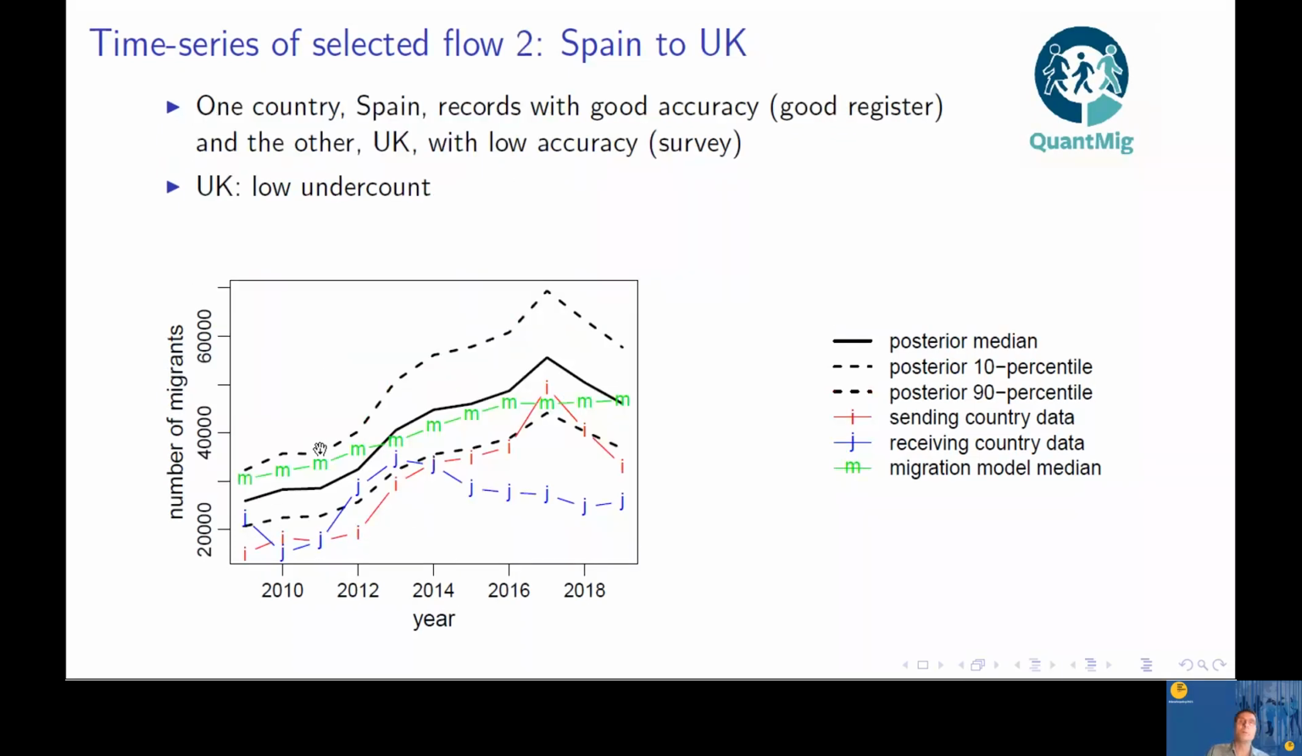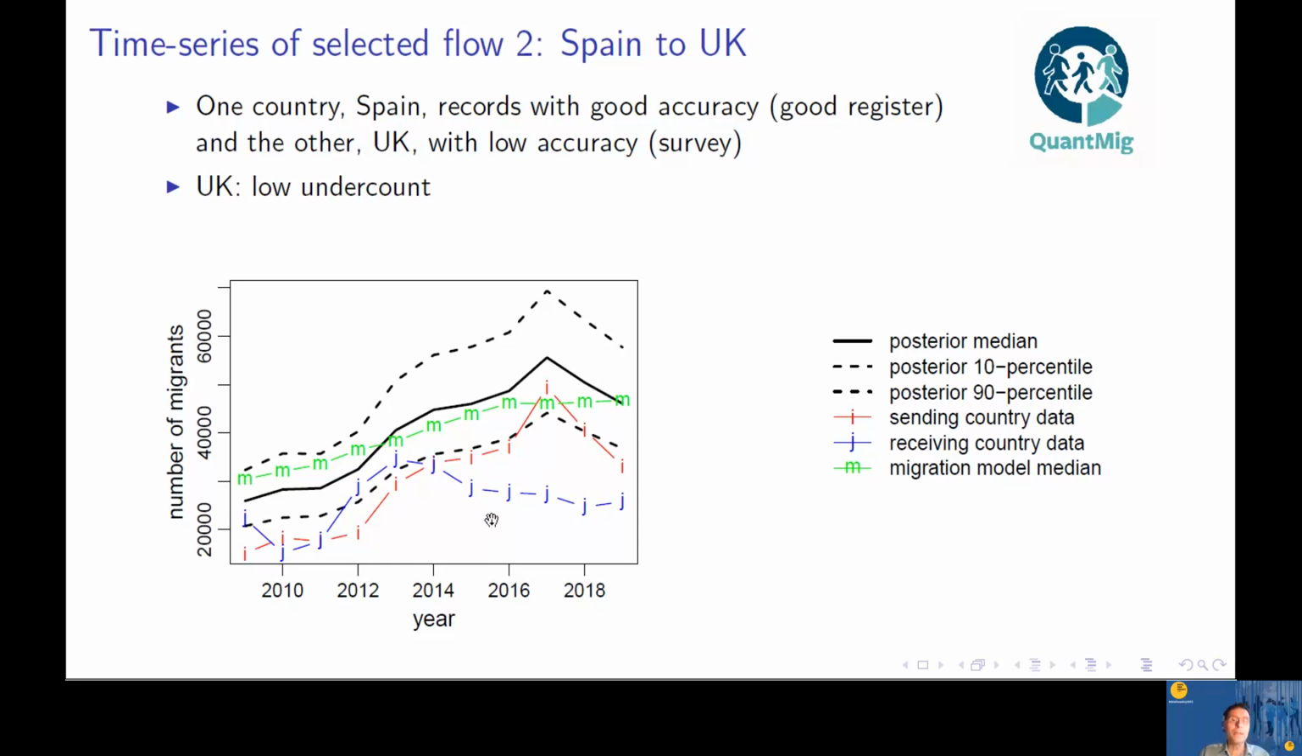Our second example is from Spain to the UK. So we still have both countries reporting the data. The Spanish data, the sending country, is in red, and the receiving country, the UK, is in blue. Both countries have been classified as having relatively low undercount. So the migration model median and the posterior median are relatively close, but again, there is an adjustment to allow for the underreporting.